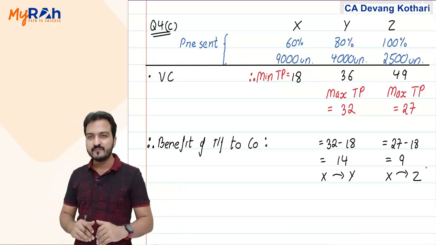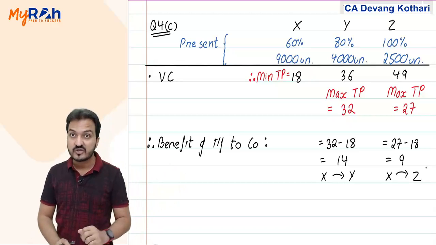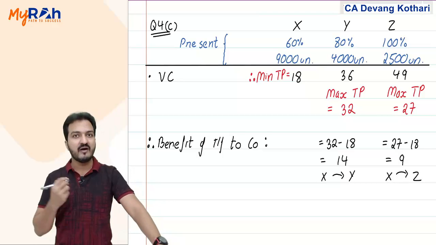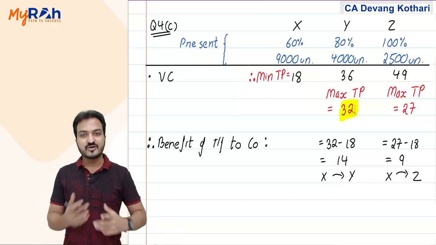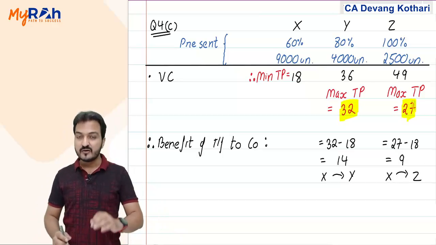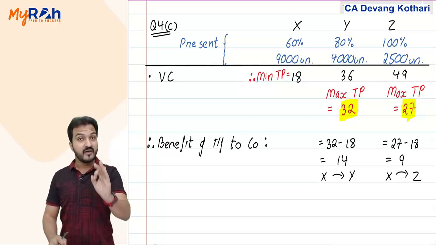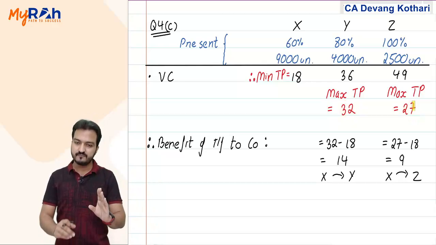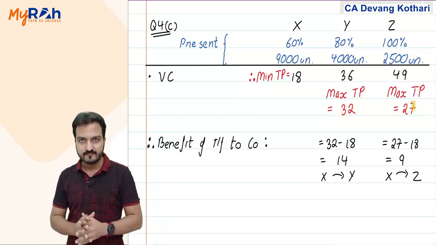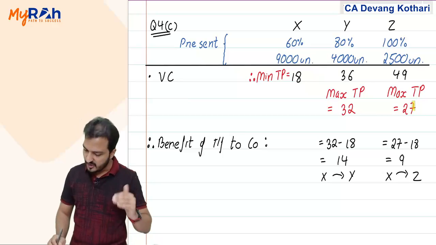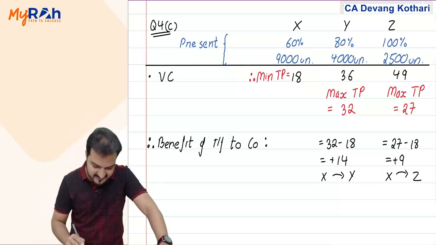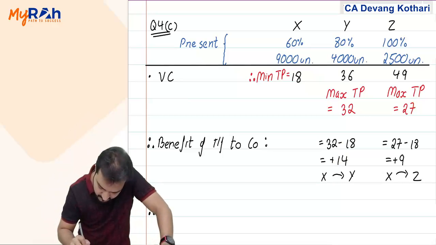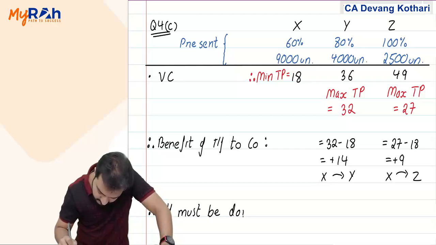As of now, it seems that transferring from X to Y is more beneficial, because otherwise Y will have to buy from outside at 32 rupees, while for Z it is costing effectively only 27. From the viewpoint of the company, it is more beneficial to transfer from X to Y, but it is also beneficial to transfer from X to Z. In both the cases, the benefit of transfer is positive, hence I say the conclusion: therefore transfer must be done.